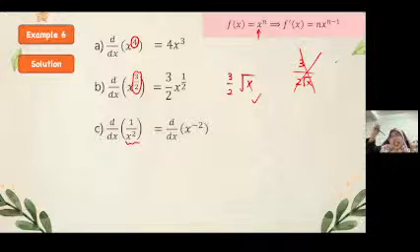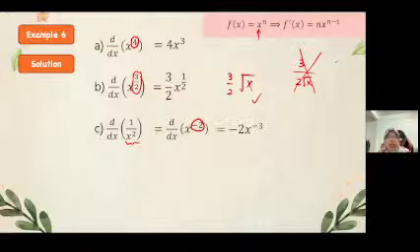So now I can see clearly what my power is. x to the power of what? The power is negative 2. So we are going to bring down the power in front, negative 2, and then deduct 1 from the power. So negative 2 minus 1 will become negative 3. So it will become negative 2 x to the power of negative 3. You can leave it like this, or you can also write negative 2 over x to the power of 3. That is also okay.